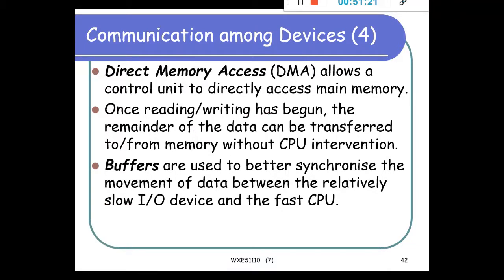Once reading and writing has begun, the remainder of the data can be transferred to and from memory without CPU intervention. So you save time, with more efficient and faster reading and writing of the file. Buffers are used to better synchronize the movement of data between the relatively slow input device and the fast CPU. If you try to move data from a slow input to the faster CPU, it is not stable, so you have a buffer to accommodate that.